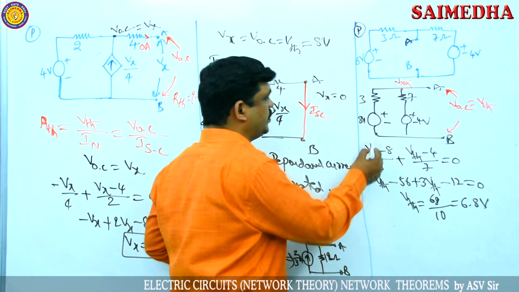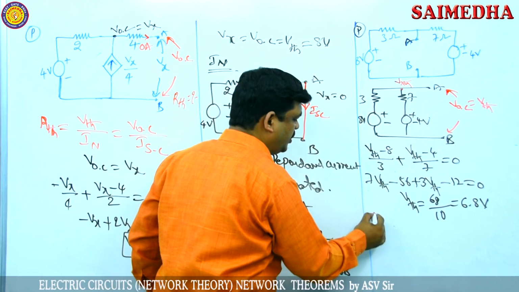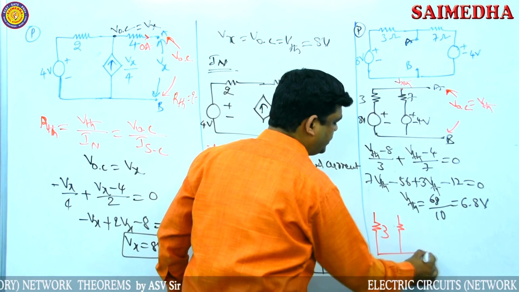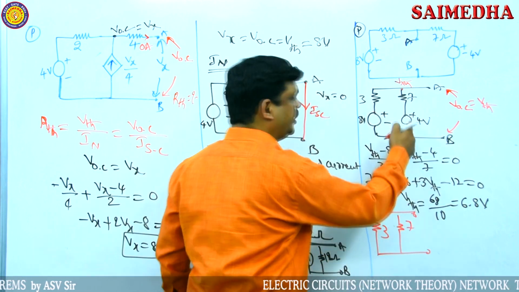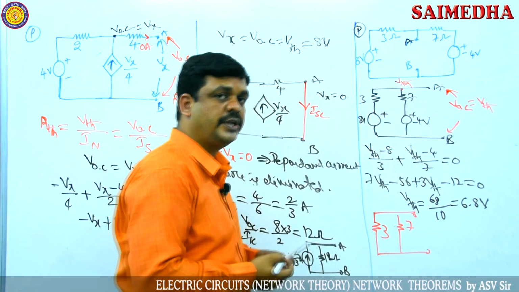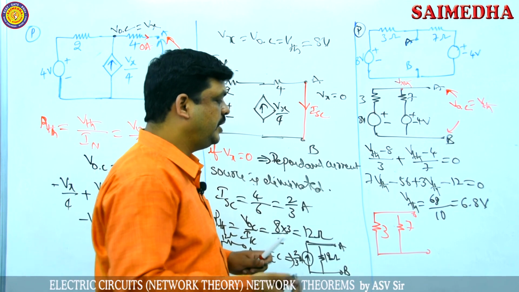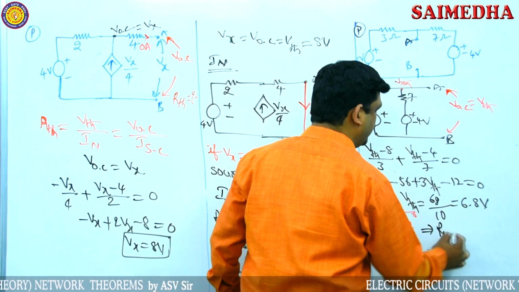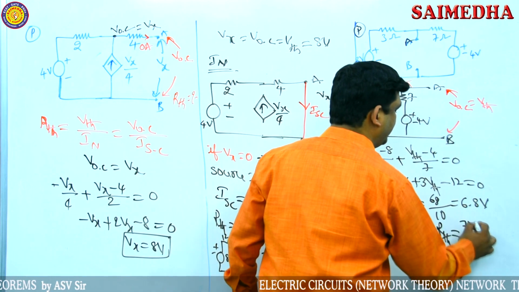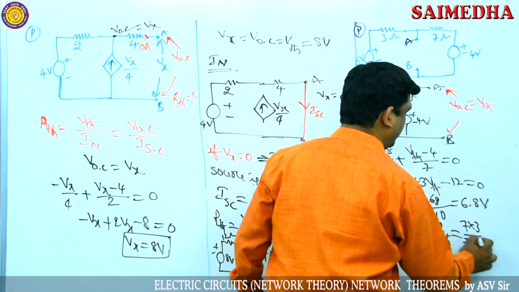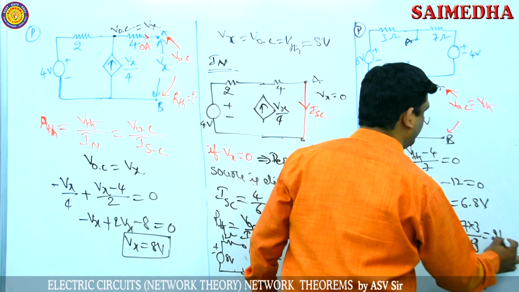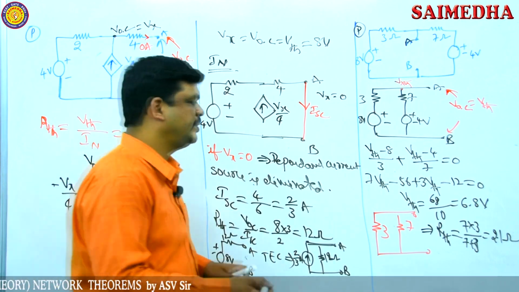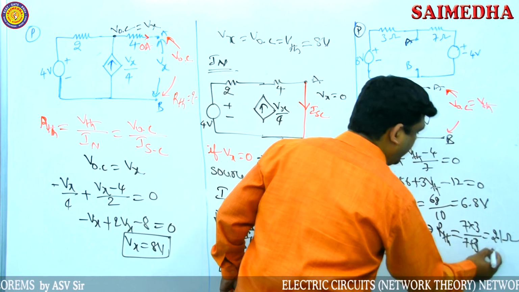Those sources are voltage sources, so voltage sources act as a short circuit. Now one resistance 3, and here it is short circuited. Another resistance 7, and both voltage sources are short circuited. Then 7 and 3, these two are connected in parallel combination. So Thevenin's resistance is the parallel combination, 7 into 3 by 7 plus 3, which directly gives 2.1 ohms. So Thevenin's resistance is 2.1 ohms and Thevenin's voltage is 6.8 volts.